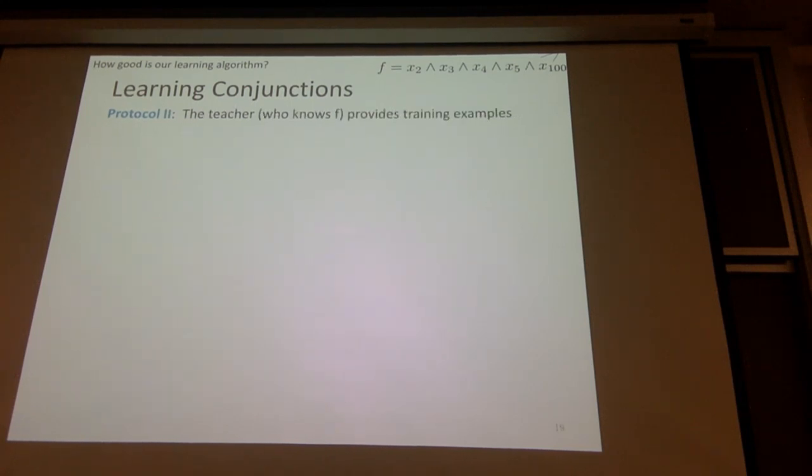Now consider protocol 2. Remember, in protocol 2, there's a teacher who gets to choose examples. The teacher picks examples and says, here, these are the only examples you need to learn the function. That's a very important piece of information. If I know that these are the only examples needed to learn the function, that means that already leaks some information about the function.